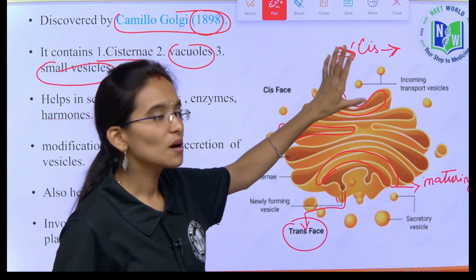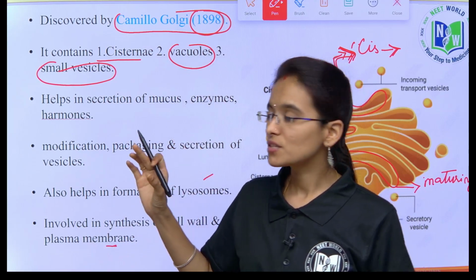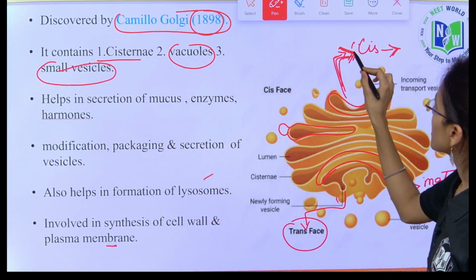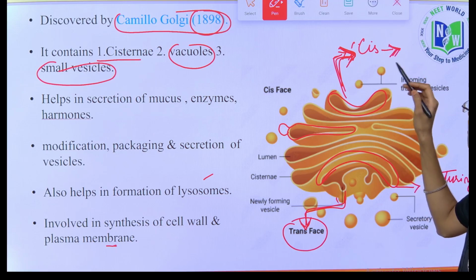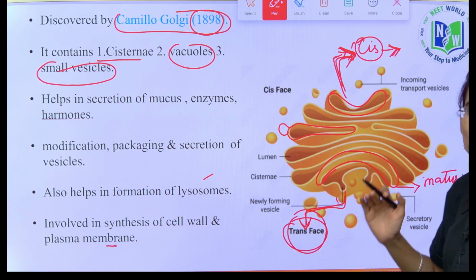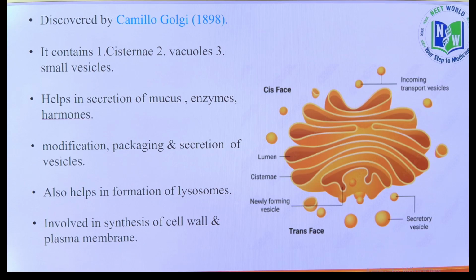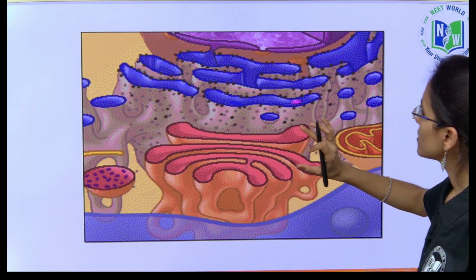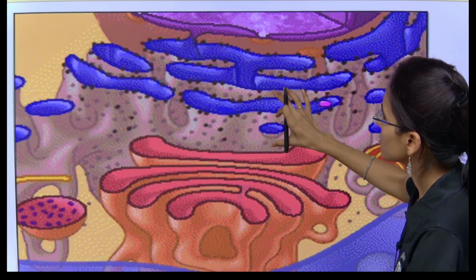Okay, this is about the Golgi body. The Golgi body contains the cis phase and the next one, the trans phase. Here the proteins get modified, and after modification they are transferred. If you see here, can you see this diagram? Can you see this? Yes.